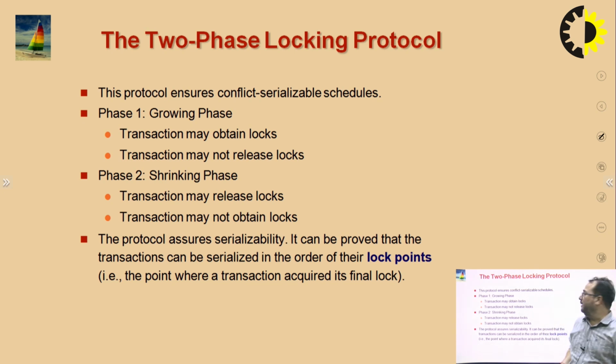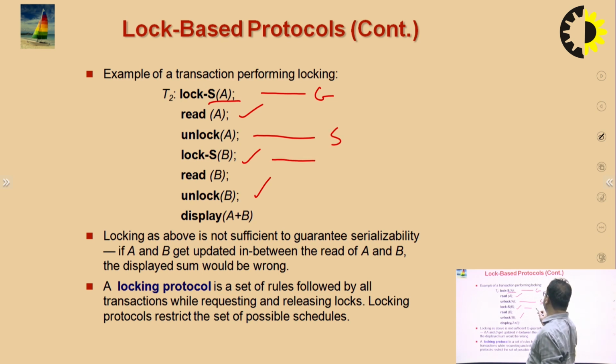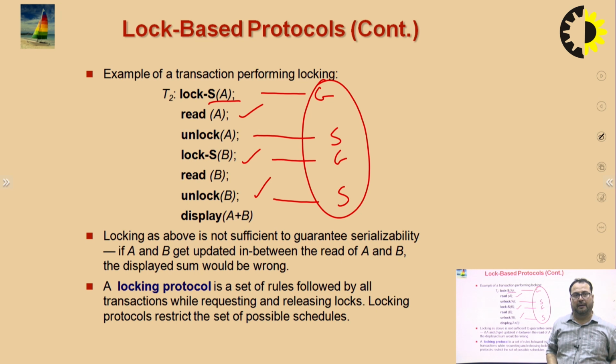Like here, A is being locked, so this is called the growing phase. Here A is unlocked, so this is the shrinking phase. Similarly, B is locked, so this is the growing phase, and B is unlocked, so this becomes the shrinking phase. For this T2 transaction, the sequence is definitely violating the two-phase locking protocol, 2PL, because it has growing, shrinking, growing, shrinking. This should not be the case in two-phase locking.